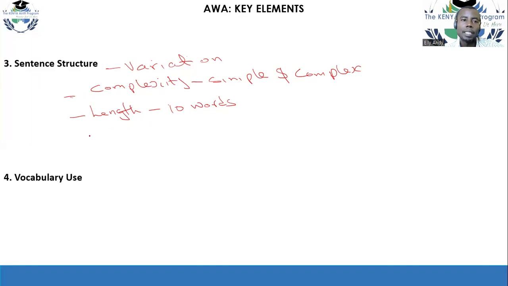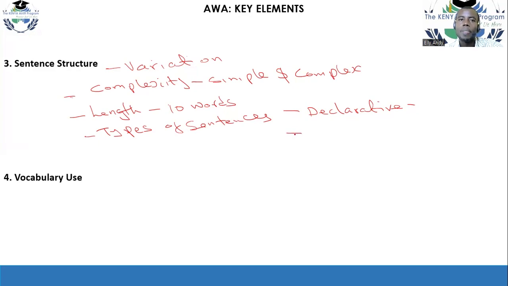Then you should also have variations in the types of sentences. For example, we have declarative sentences. These are simple sentences that you use just to make a statement. Sentences that just make statements.